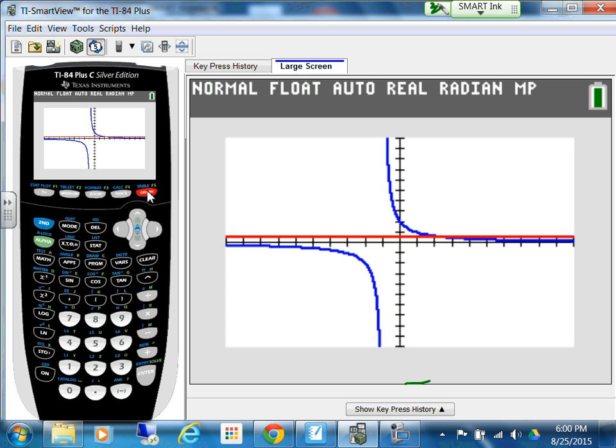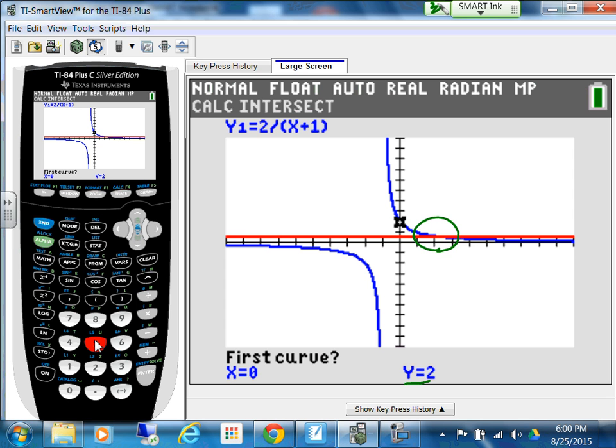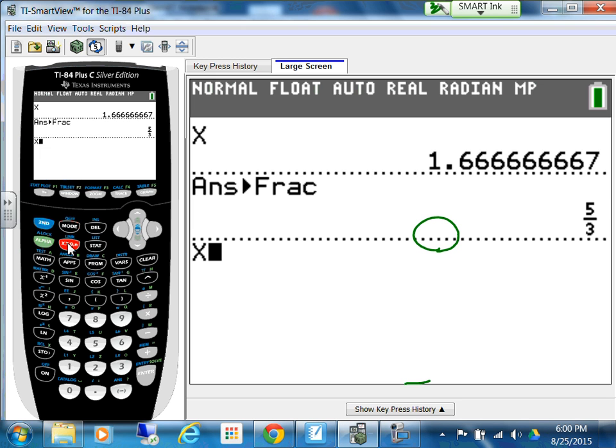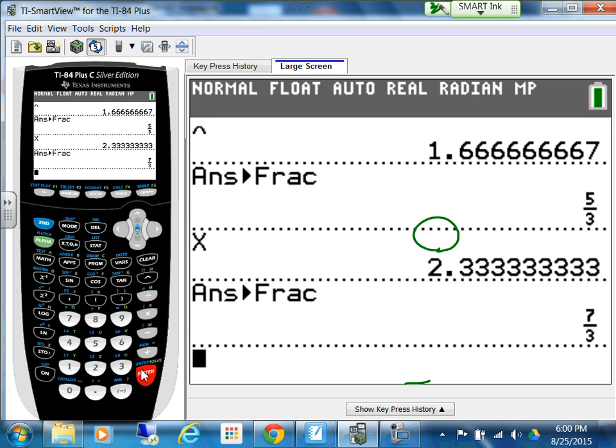So, stepping out, we go to second trace, calculate, and 5. Make sure that the first curve is on y1, enter. Make sure the second curve is on y2, enter. And then get kind of close to it. You might remember that sometimes there's more than one solution, in which case you have to get close to the one that you want. 2.33333. I'm going to take that back to the home screen, second quit, X, enter, and Math 1. We need the fraction answer, 7/3.